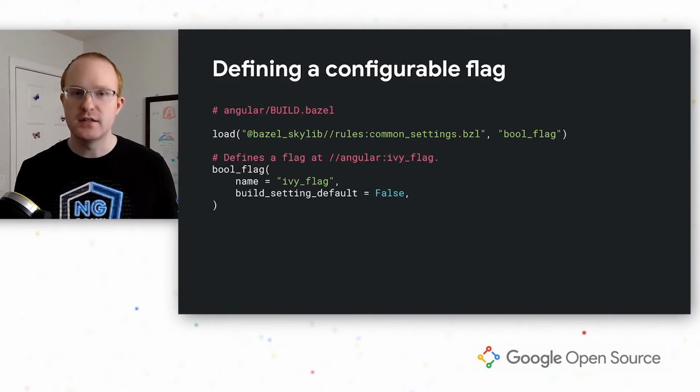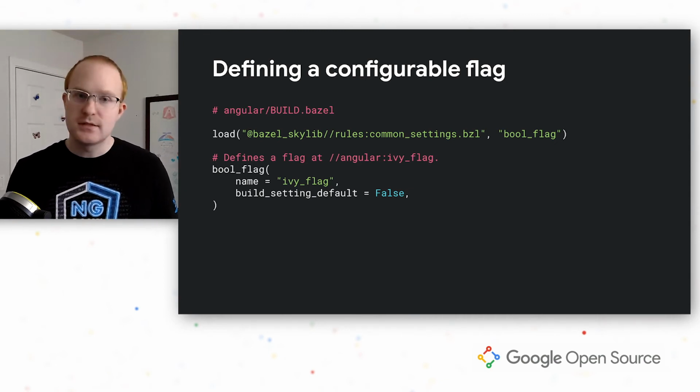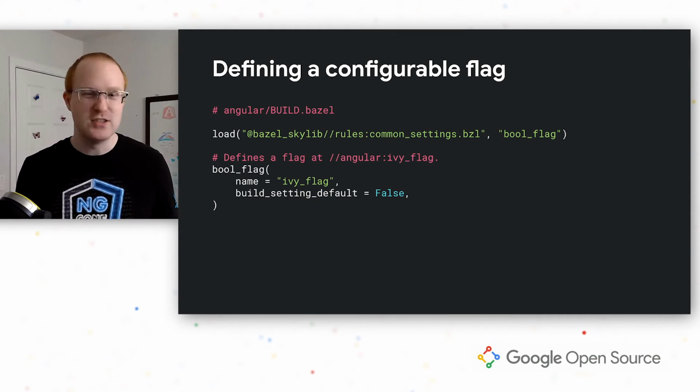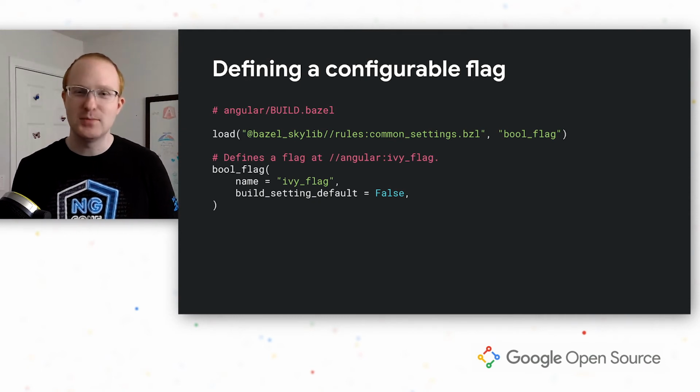We start by defining a simple flag. We load this from Skylib, which is a library that has a lot of great Bazel utilities, flags being one of them. We pick some build file to define this flag, and we simply add bool flag as a rule. Since this is a simple build file, it actually has a target. This one exists at //angular:ivy_flag. It's a little strange that it has a position in the build graph and you can depend upon it, but that's actually how we're going to use it here.